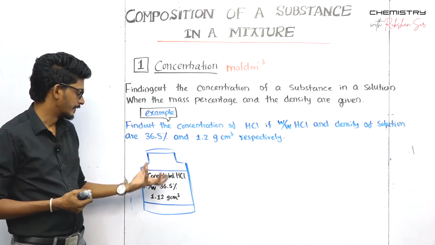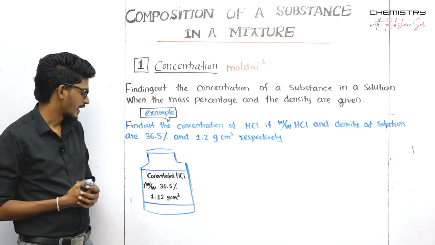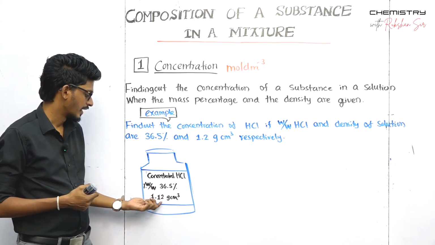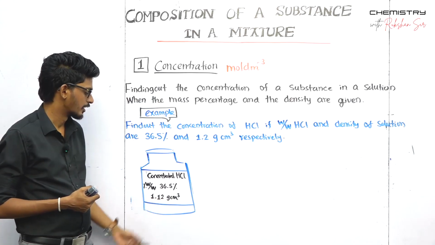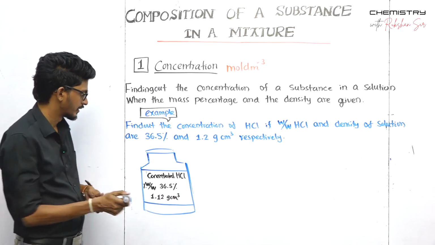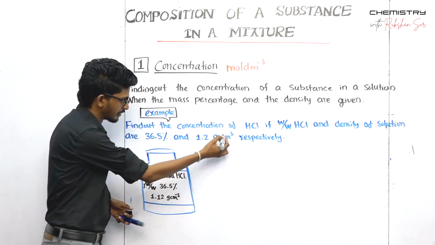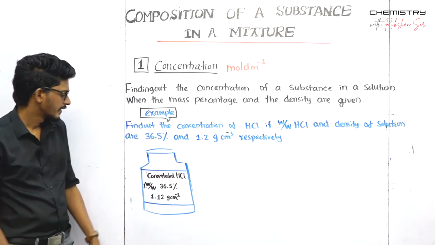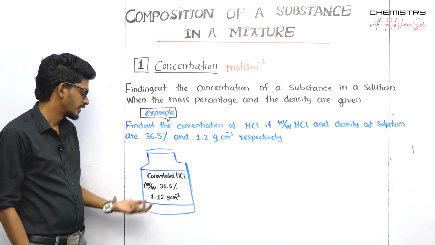So the concentrated HCl bottle is given, and its weight percentage is given as 36.5 and the density is given as 1.12 grams per centimeter cube. Grams per centimeter cube, right? Sorry for that. So the weight percentage, what does this mean?